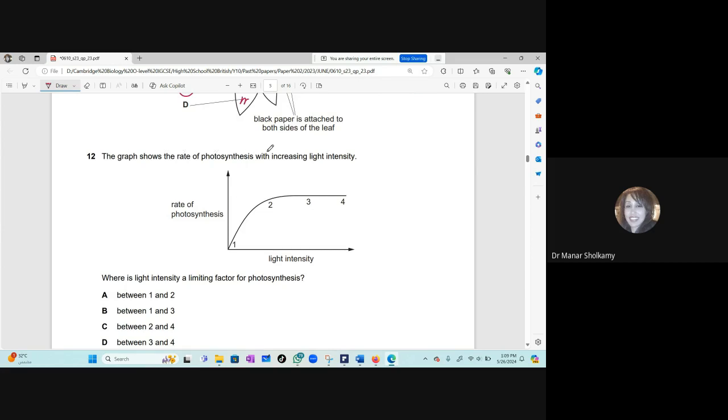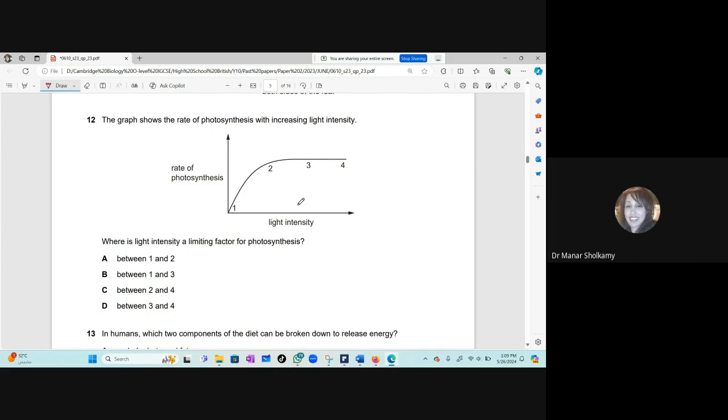The graph shows the rate of photosynthesis with increasing light intensity. So the light intensity is on the x-axis and the rate of photosynthesis on the y-axis. Where is light intensity a limiting factor for photosynthesis? D? Between 3 and 4? How come? Between 3 and 4, the light intensity is increasing, so it's not a limiting factor. Even though the light intensity is increasing, the rate of photosynthesis is constant. So it is not D. It is in this part of the graph, between 1 and 2. So it's A.